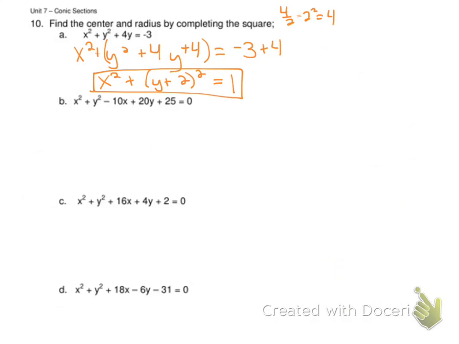Okay? So, real quick, just to make sure, I took the square root of that term and the square root of that term. So that's where our y plus 2 came from. So the center of my circle is 0, negative 2, and the radius is 1, because what's the square root of 1? 1. Okay, let's try another one.